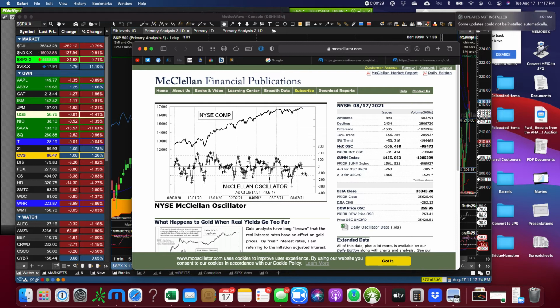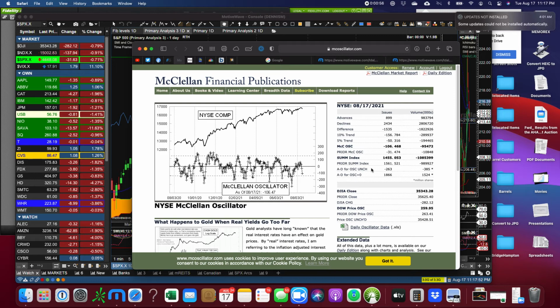But anyways, the McClellan oscillator now. We were talking about this churning up here at the midpoint. We said when it's churned at the midpoint before, it's gone down. Here it went down, here not so much, but it did go down. And now it's gone down and it is testing the oversold area. We could see a bounce if we only look at the McClellan oscillator.